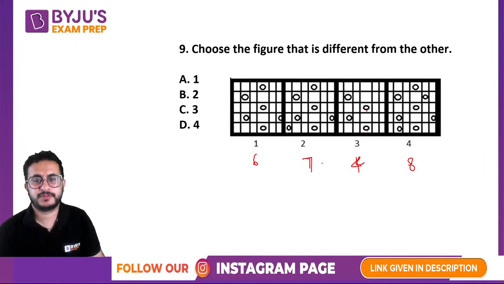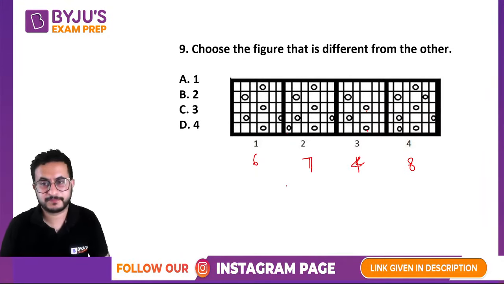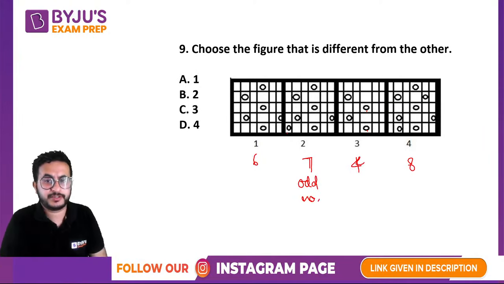So sometimes odd one out questions can be very weird also. Okay, so you cannot get that logic. So one logic could be odd number of circles. Okay, third row has 2 dots in the third blocks, so it has third row, it is only one.